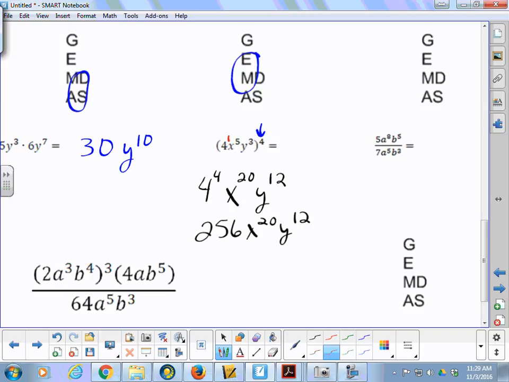So here we have a quotient, so we're dividing. So what are we going to do? We're going to subtract the exponents. Now in this case, 5 doesn't go into 7 in our numbers there, so we're just going to leave our fraction bar, leave the 5 in the numerator, 7 in the denominator. a to the 8th over a to the 5th gives me a to the 3rd, that's in the numerator. And b to the 5th over b to the 3rd gives me b squared. Okay. So, GEMDAS helps us with these.